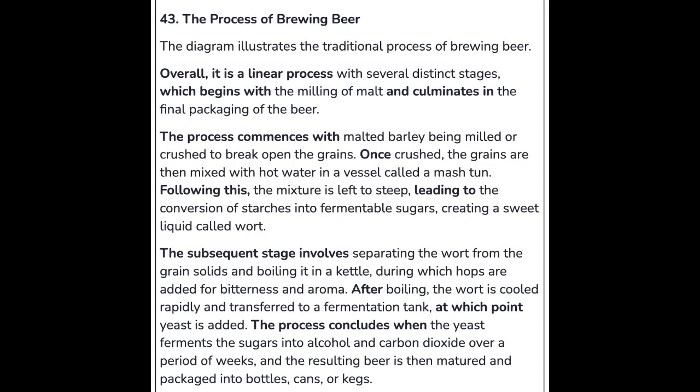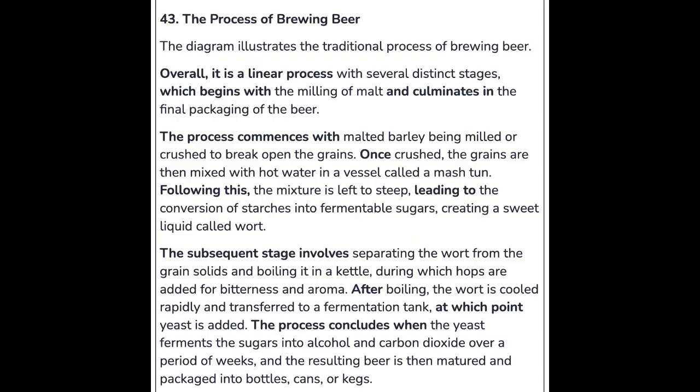43. The process of brewing beer. The diagram illustrates the traditional process of brewing beer. Overall, it is a linear process with several distinct stages, which begins with the milling of malt and culminates in the final packaging of the beer.